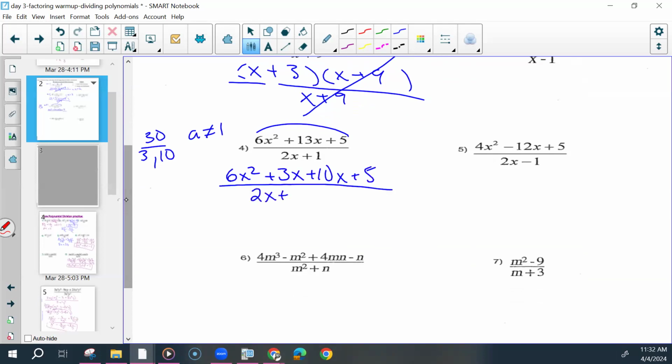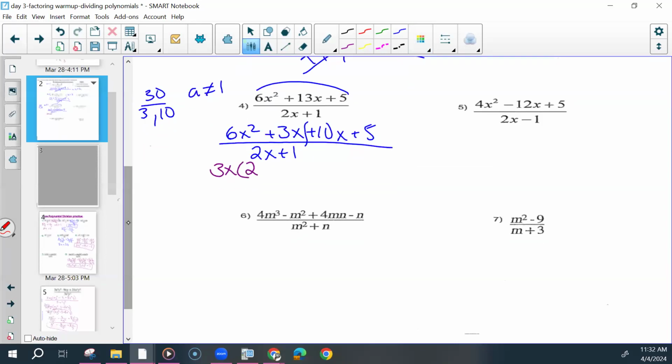You may need more space. Because in each step, you need to still show that you're dividing. You can't just get rid of the denominator. Split that down the middle. Find the GCF of the first two, which would be what? 3 and x. Which would leave us with 2x plus 1. What could we divide out of the last two?